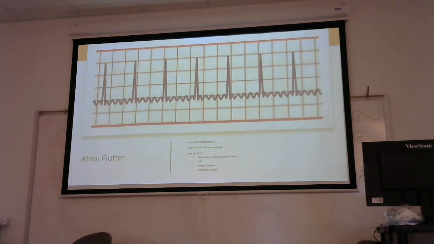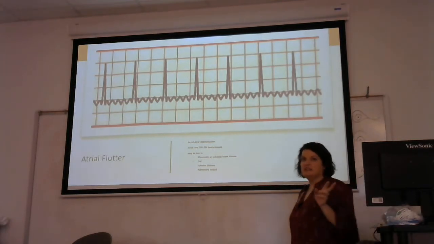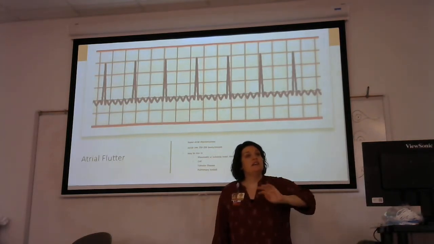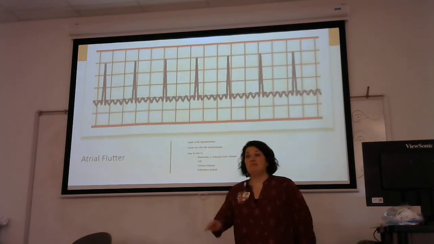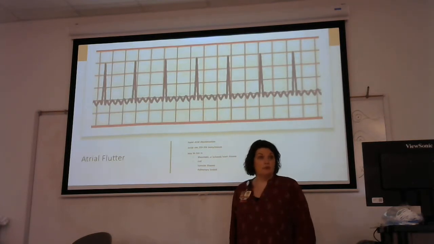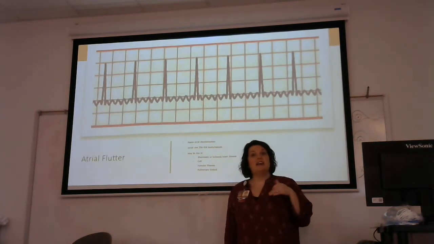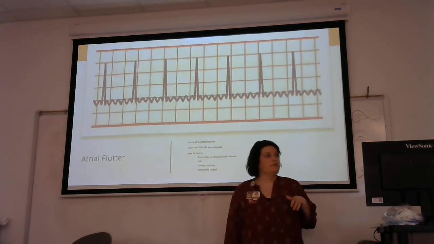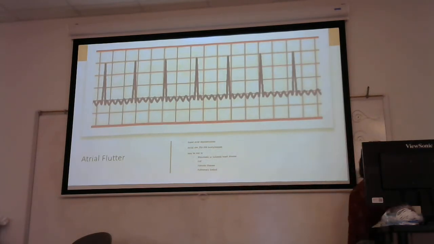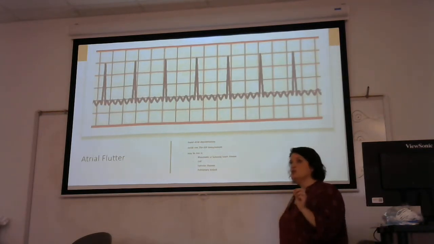So in flutter, the AV node blocks the number of impulses that actually reach the ventricles as a protective mechanism. So yes, the atrium is firing off all these shots, but not all of them are going through. That's because of that AV node. So your rate's going to vary. Your rhythm is usually regular.